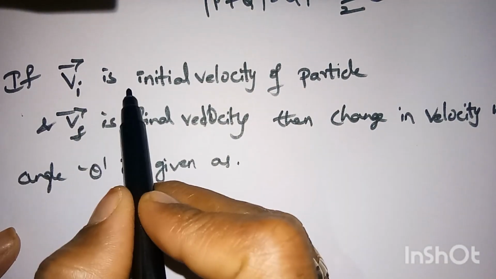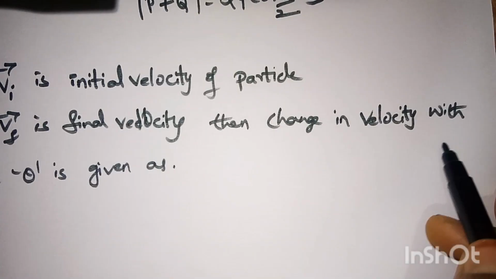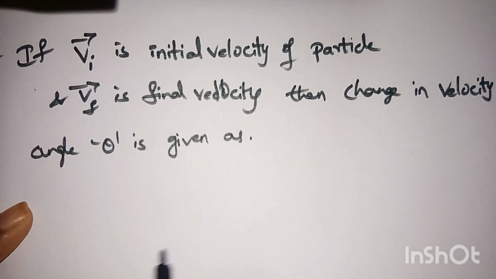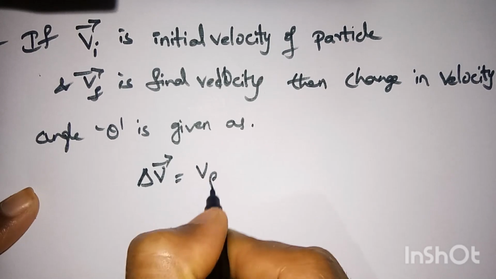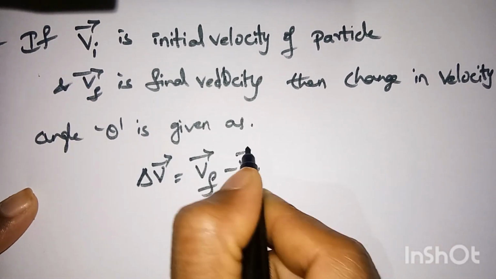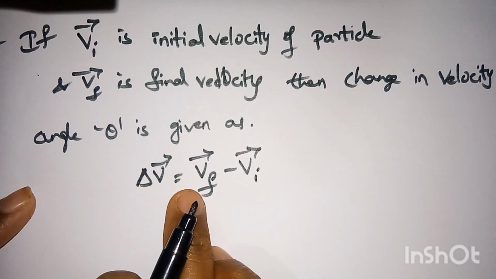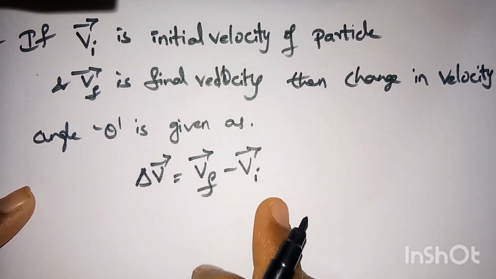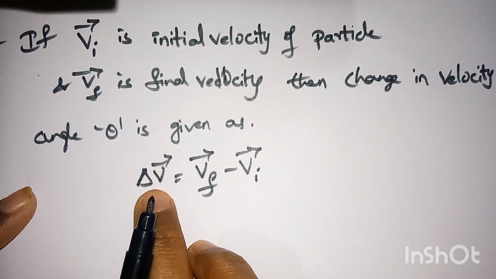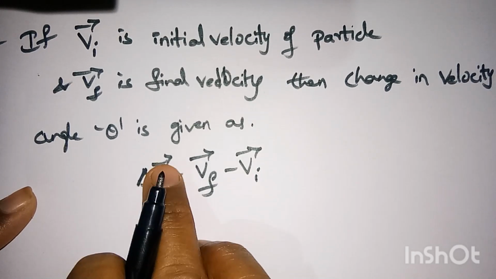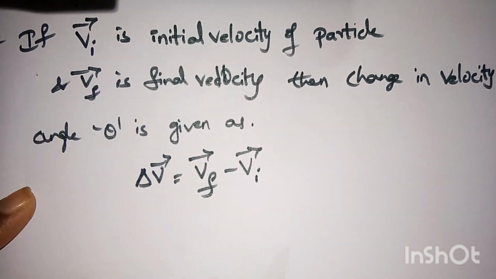So if Vi bar is the initial velocity of the particle and Vf bar is the final velocity, then the change in velocity with angle theta is given by, you know that change in velocity is given as final velocity minus initial velocity. Change in means delta. So they have given vector forms. Now I am writing the change in velocity vector is equal to the final velocity vector minus the initial velocity vector.